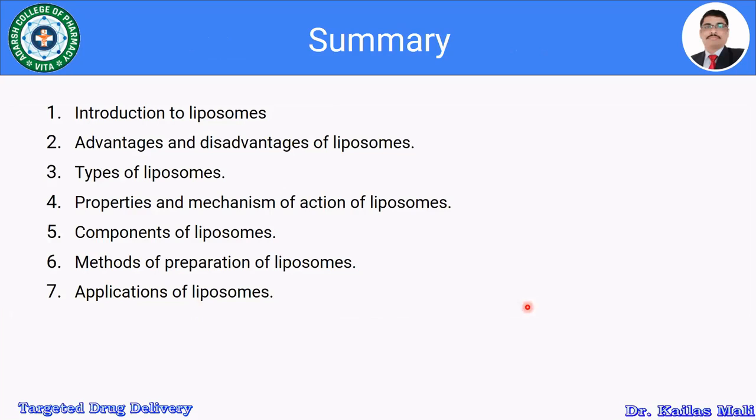Let us see the summary. In liposomes, we have discussed the introduction to liposomes, definition, structure, then the advantages and disadvantages of liposomes. Furthermore, we have discussed the types of liposomes, then the properties and mechanism of action of liposomes, components of liposomes, methods of preparation of liposomes, and finally the applications of liposomes along with some advancements in liposomal technology to deliver drugs.